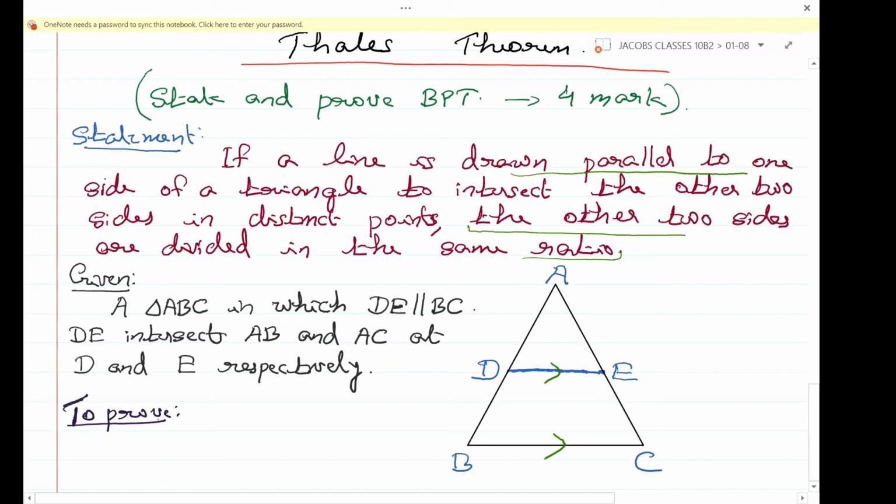So we want to prove the other two sides are divided in the same ratio. That means we need to prove AD by DB is equal to AE by EC. This is the mathematical form of writing: the other two sides are divided in the same ratio. Other two sides means AB and AC, divided in the same ratio means AD by DB should be equal to AE by EC. We have some very important constructions here.